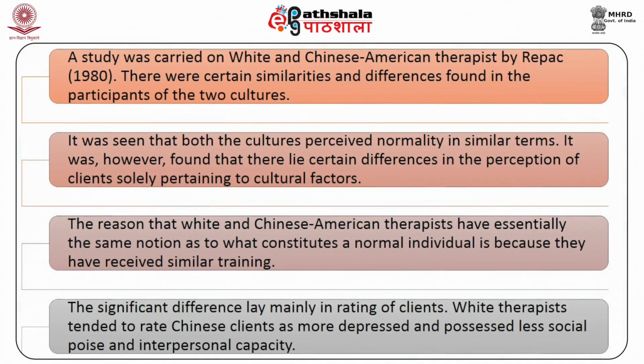A study was carried out on white and Chinese American therapists by Li-Repac. There were certain similarities and differences found in the participants of the two cultures. It was seen that both cultures perceived normality in similar terms. It was, however, found that there lie certain differences in the perception of clients solely pertaining to cultural factors. The reason that white and Chinese American therapists have essentially the same notion of what constitutes a normal individual is because they have received similar training.